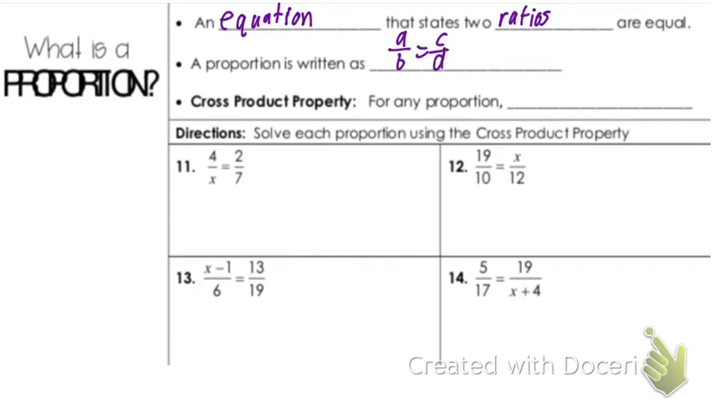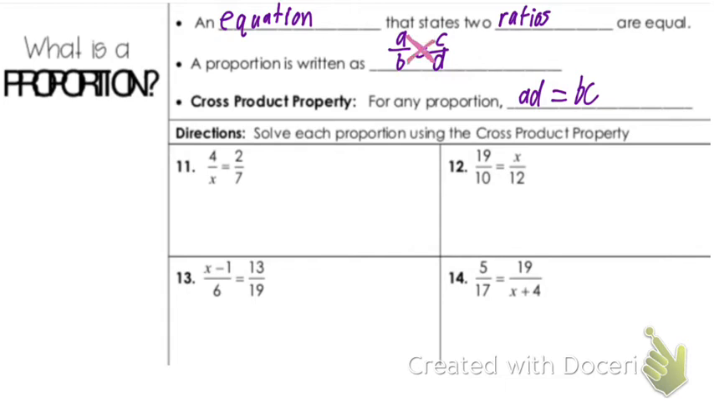Now, in order to solve these, we're going to cross multiply. Have you guys done these before? Yeah. Okay, hopefully they're decently familiar. You do A times D is equal to B times C. A and D are diagonal from each other, and they multiply. B and C are diagonal from each other, and they multiply.